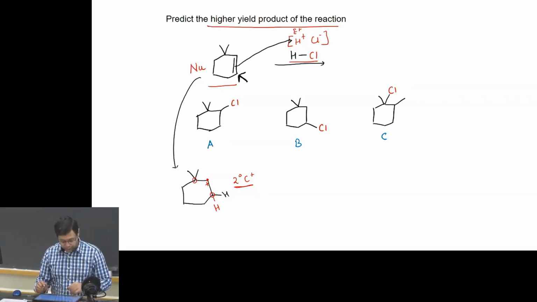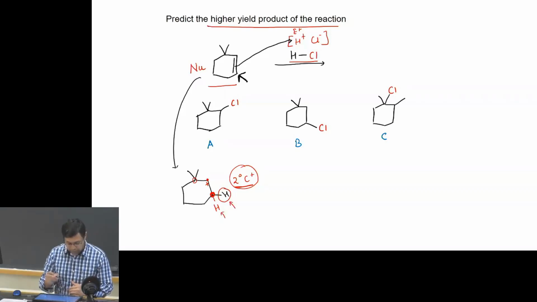So let's take a look at this structure now. If you take a look at this carbon that's adjacent to the carbon bearing positive charge, you have a hydrogen. So I can move that hydrogen as a 1,2 hydride shift. But if I move that hydrogen, I will result in a secondary carbocation again. So there will be no change in the stability of the carbocation. So there's no point of moving any of these hydrogens.